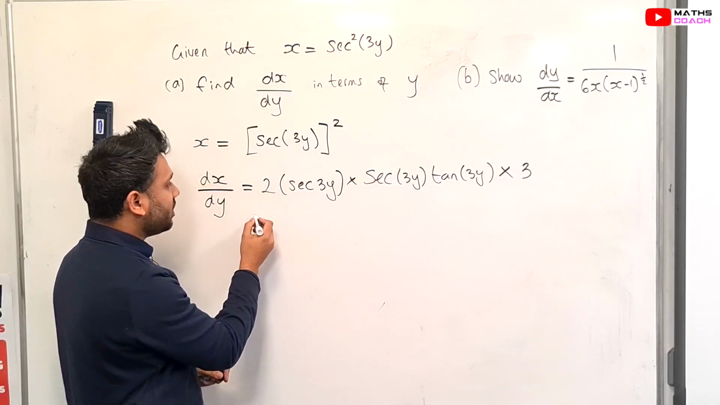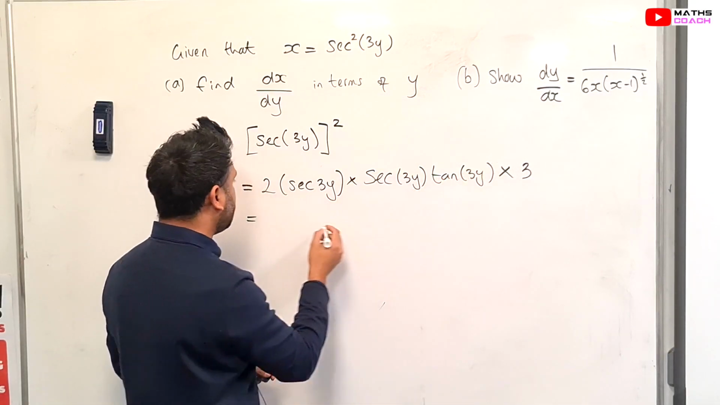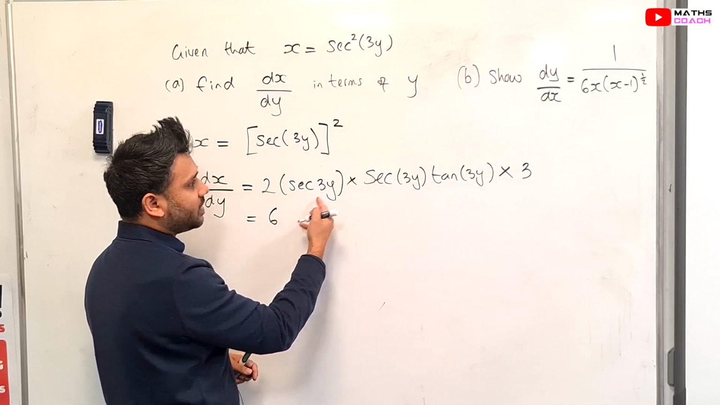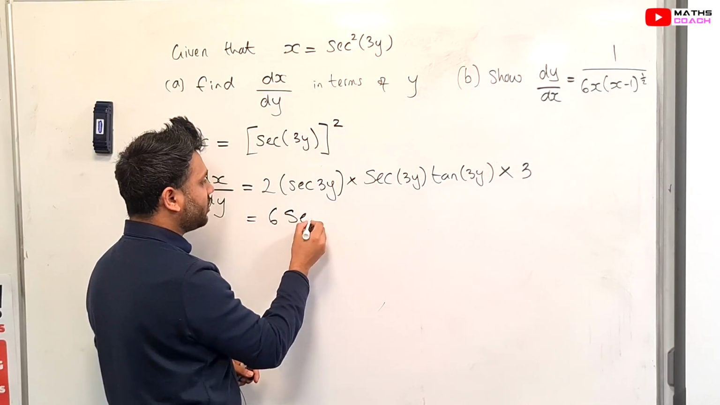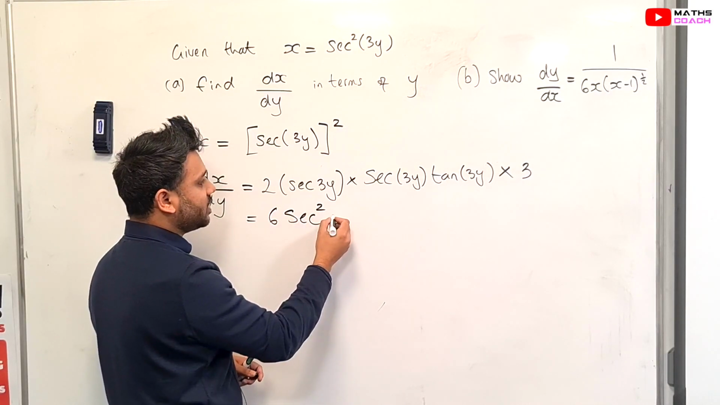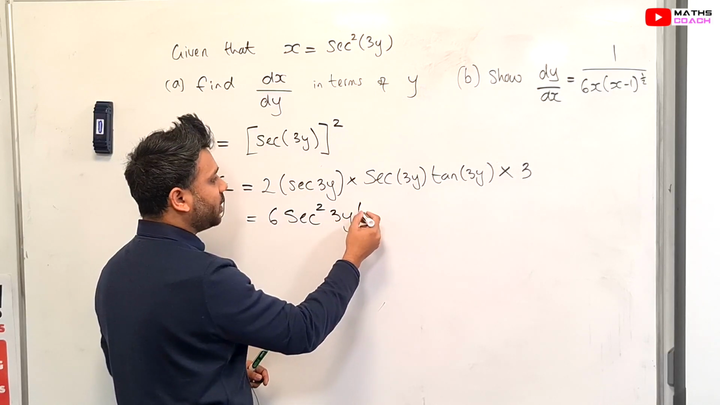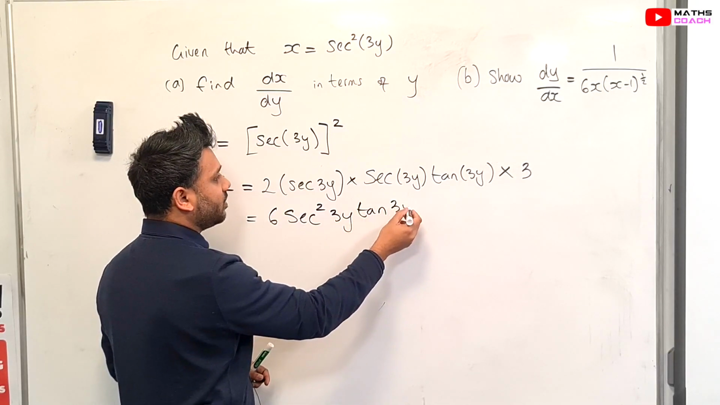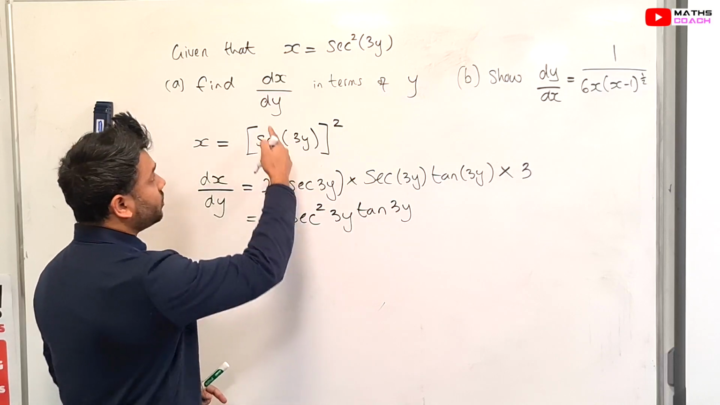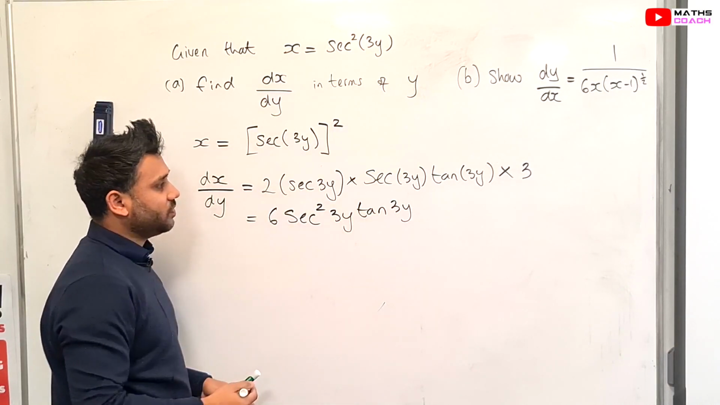And if we were to tidy this up, we have 2 times 3 at the end. That gives us 6. A sec times a sec brings up the power of sec to a 2 again. So sec squared of 3y multiplied by tan 3y. And that's the answer to dx/dy in terms of y.